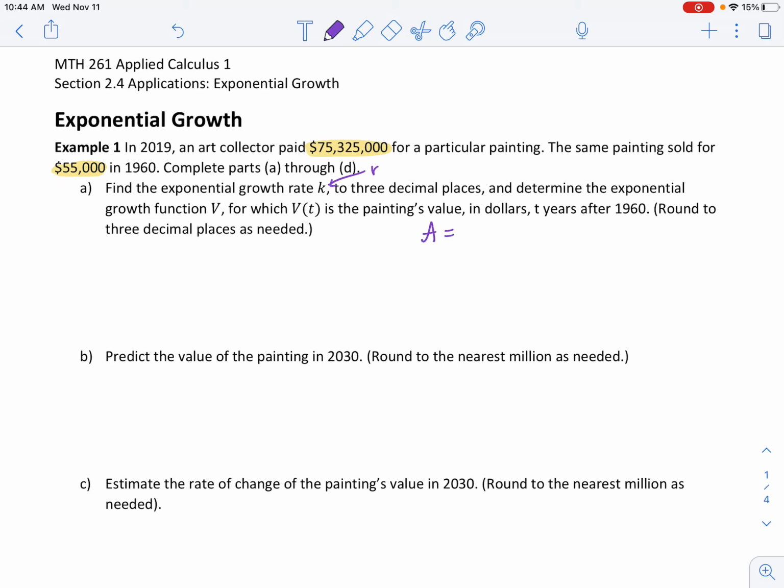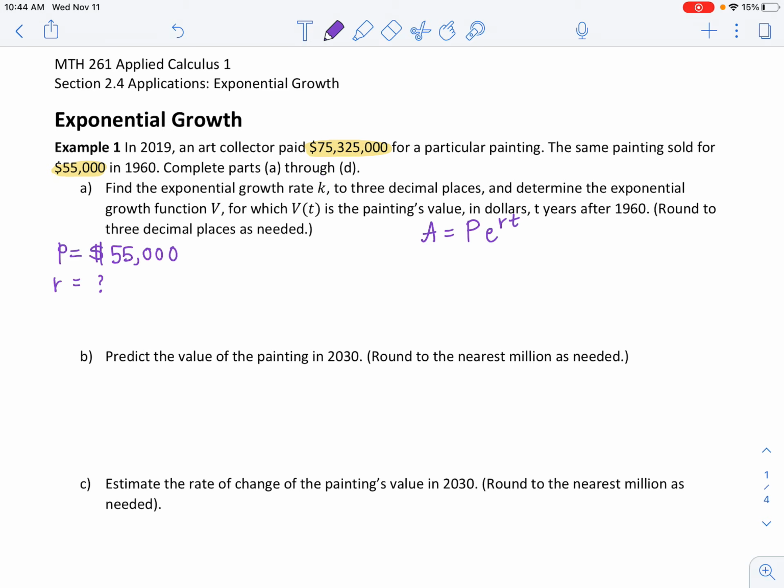Now, assuming this painting's value is continuously compounding, not compounding at the end of every year, or every month or every day, it's reasonable for us to assume continuous compounding. I will go ahead and write that formula: A equals P times e raised to the r times t power. Now we do know what P is. P is how much this painting was in our base year of 1960. So this painting was 55,000, and that is going to be our principal. And r, the rate, is unknown. That's what we are trying to find.